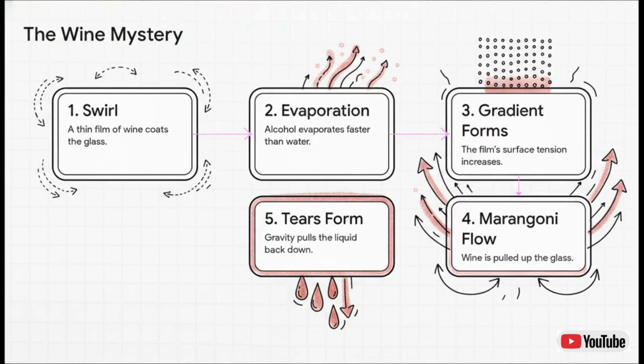So let's put all the pieces together for our wine mystery. First, you swirl the glass, and that coats the side with a thin film of wine. Second, the alcohol evaporates from that film way faster than the water does. Third, that creates our gradient. The film becomes more watery, which means it has a higher surface tension than the wine in the bottom of the glass. Fourth, the Marangoni effect kicks in, and that high-tension film literally pulls more wine up the glass. And finally, when enough of that liquid piles up, gravity wins, and it all slides back down in those famous tears. And there you have it, mystery solved.